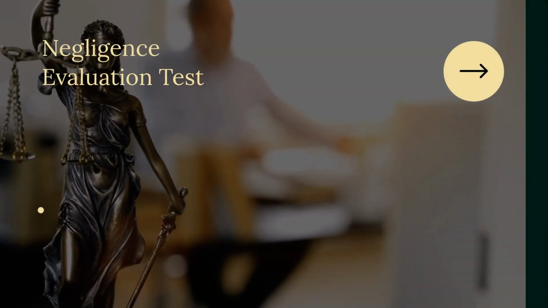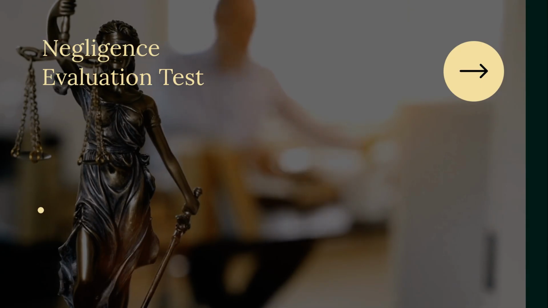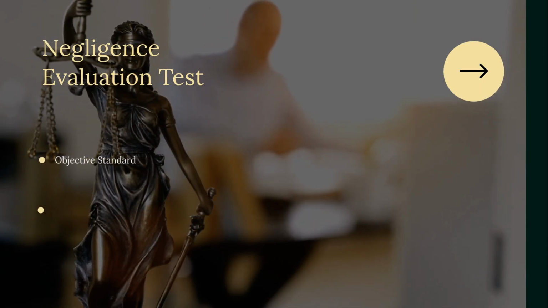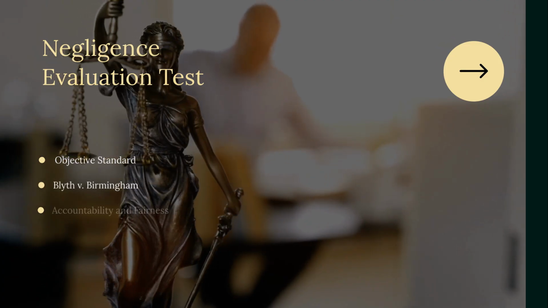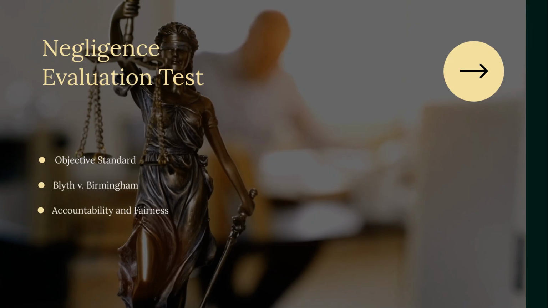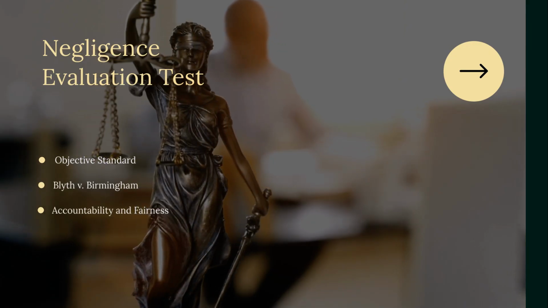The reasonable man test evaluates negligence. It is an objective standard. Blyth v. Birmingham Waterworks defined negligence. The test applies to ordinary individuals and professionals. It ensures accountability and fairness.